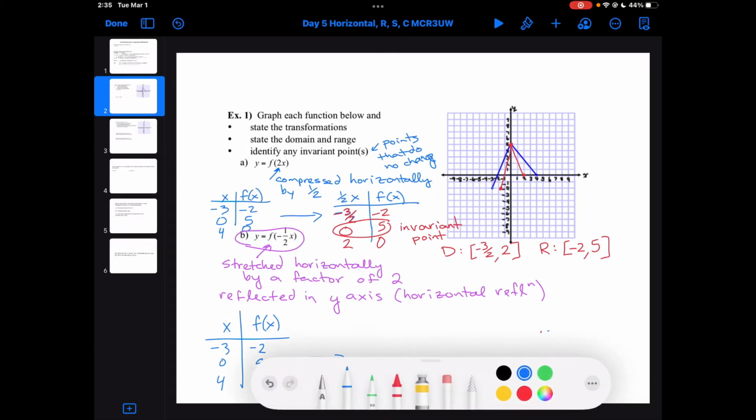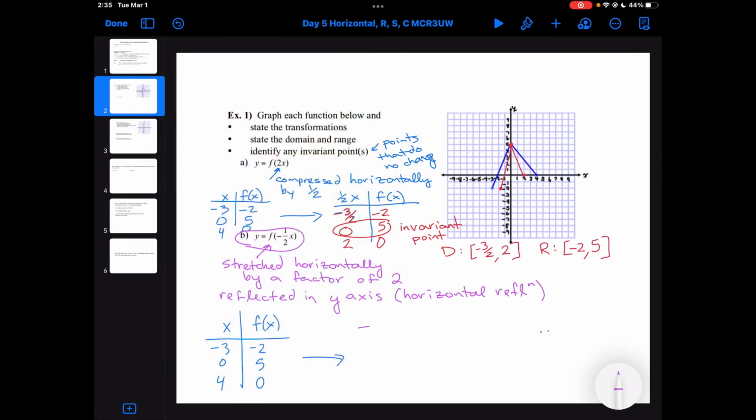I am going to take my x values and I'm going to multiply all my x values by -2. So instead of -3, I would get +6. Instead of 0, I would still have 0. And instead of 4, I would have -8. I haven't done any vertical transformations, so my y values are going to stay the same. Then I'm going to plot those points. So now I've got 6, -2, 0, 5, which is again another invariant point. And then my last point is -8 and 0.